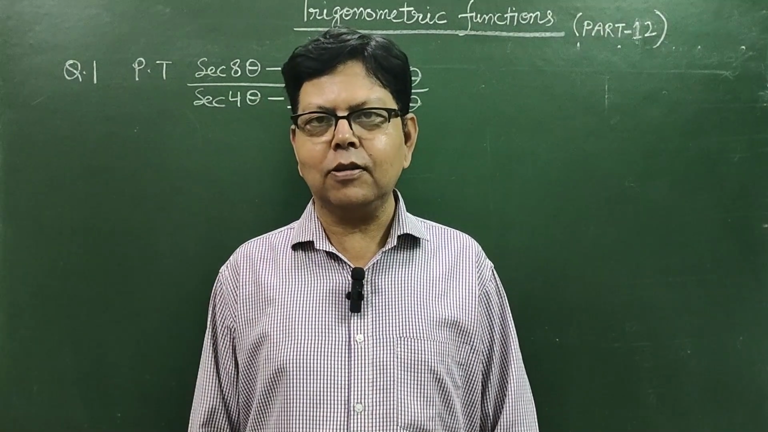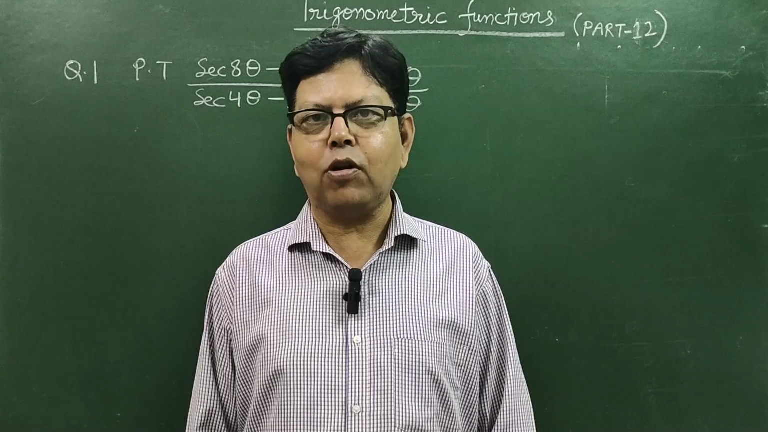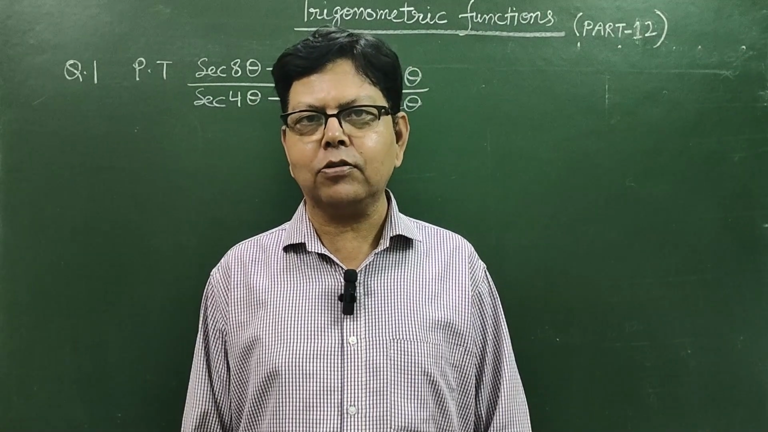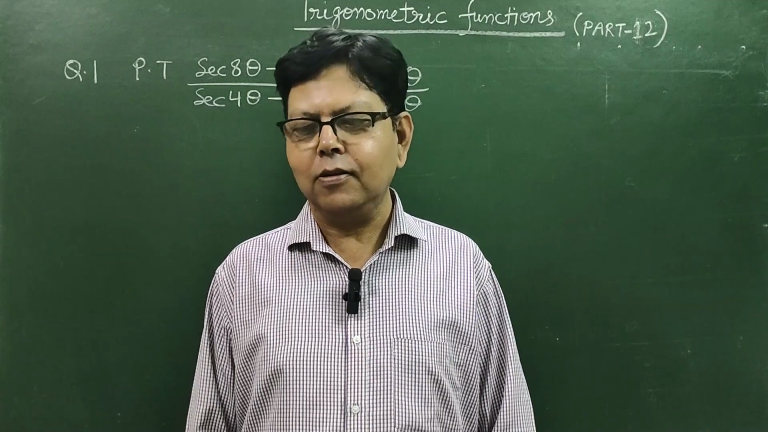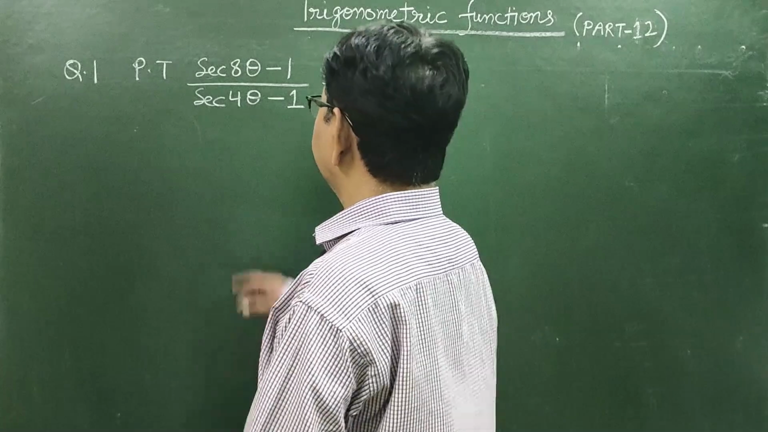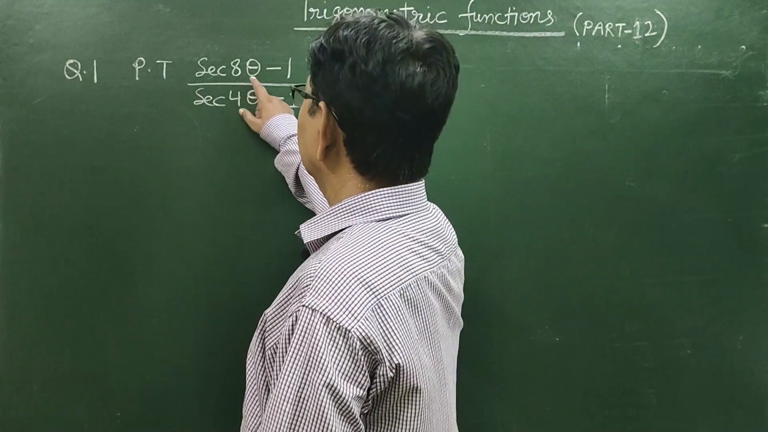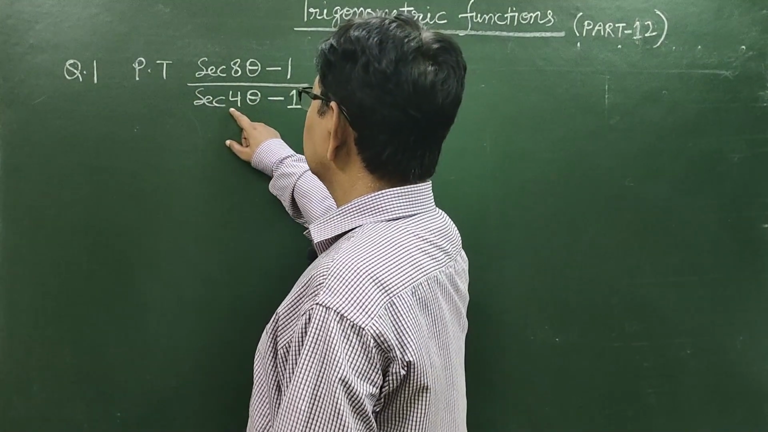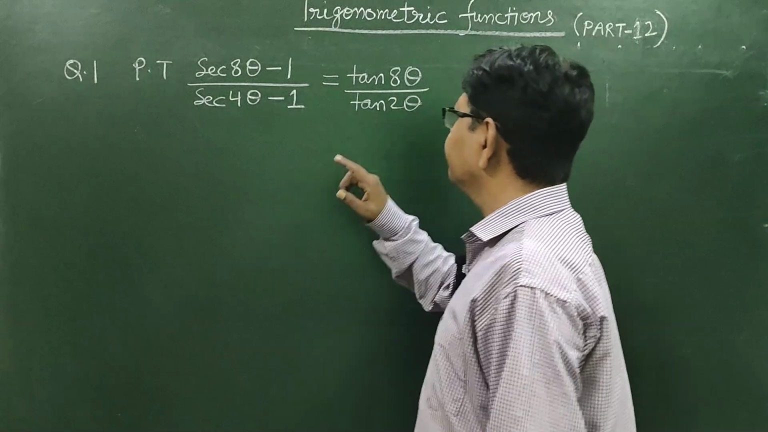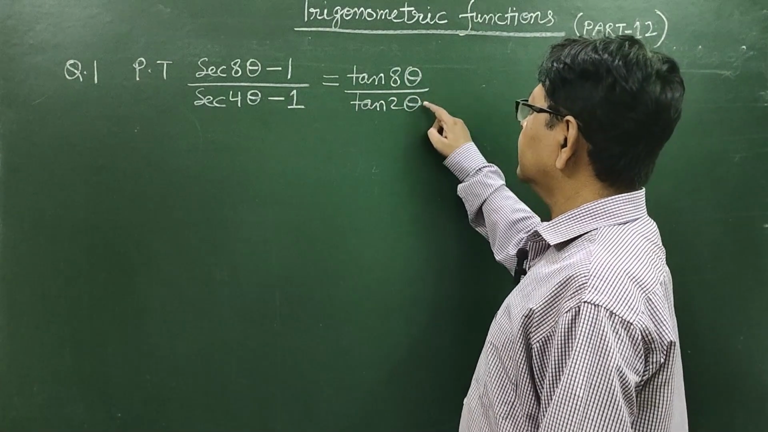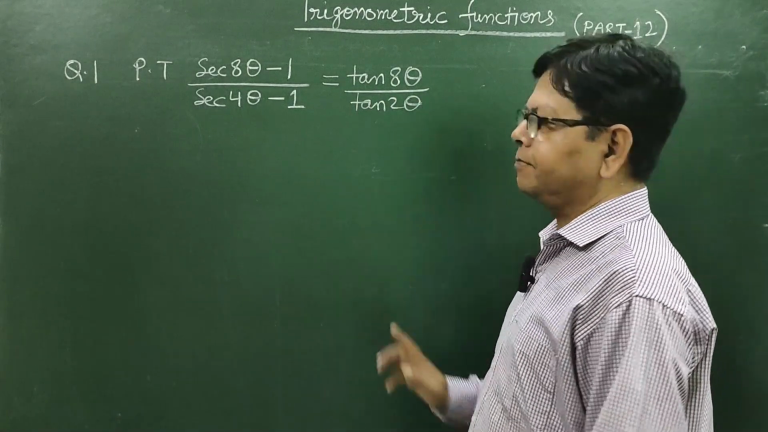Dear students, in this part I will discuss some important questions of trigonometric functions. So let us start with question number 1. Prove that (sec 8θ − 1) upon (sec 4θ − 1) is equal to tan 8θ upon tan 2θ.